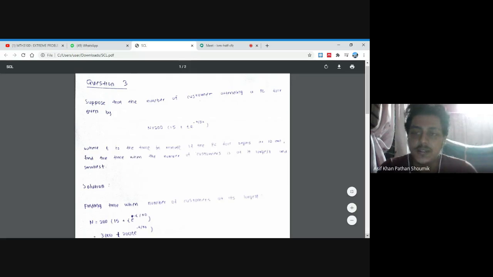So for this problem, we discussed and sorted out that we need to find the first derivative and then the second derivative, and we need to find the value of t for which n will be maximum. n should be the number of customers.